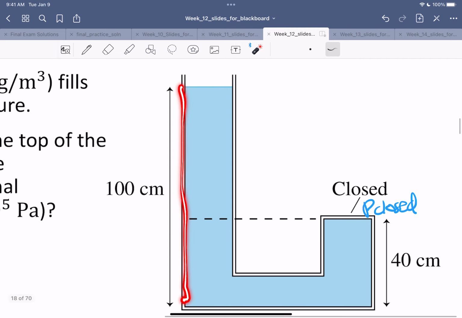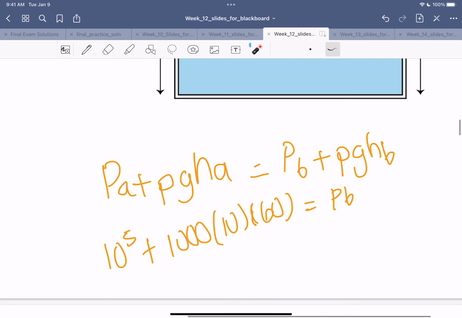From here to here is 100. From here to there, it's 40. So if we subtract 100 minus 40, we should get this little distance here. That is 60, right? So we plug in 60 meters there for our height.